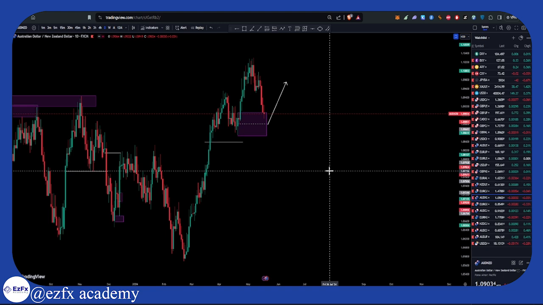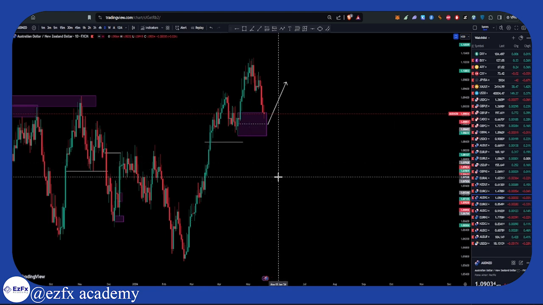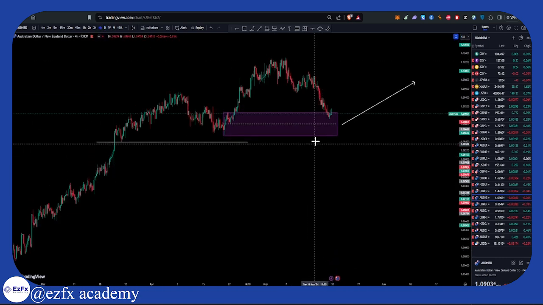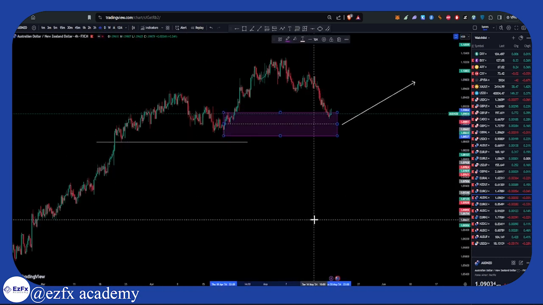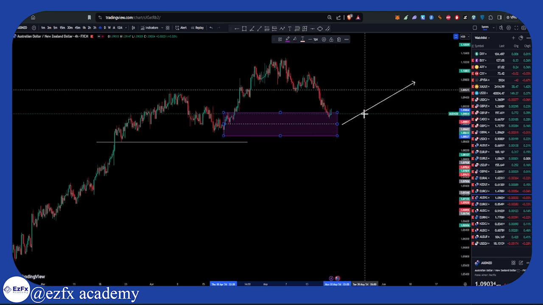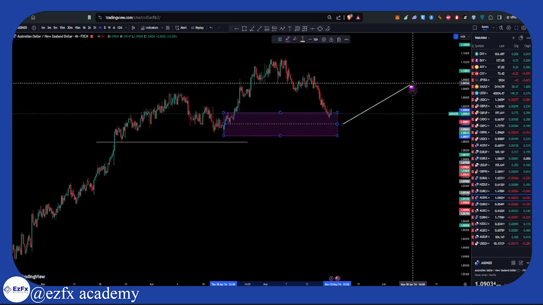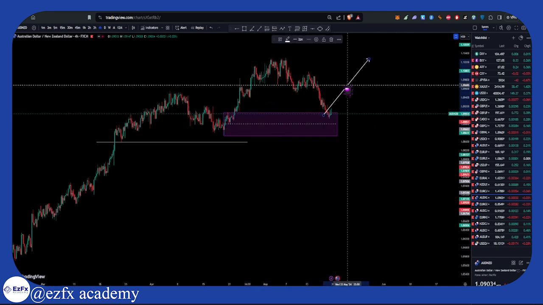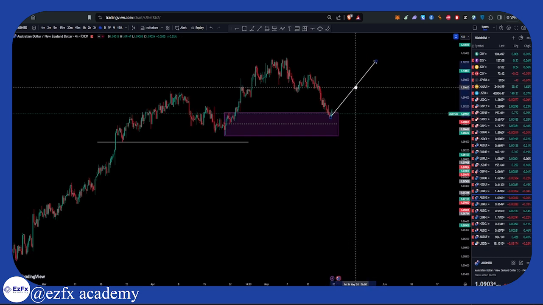AUD NZD, now this is on the daily time frame also. Quite simply, I'm watching out for buys to happen on AUD NZD. This zone I have marked out here is between 1.09064 and 1.08537. So that's why I'm watching out for buys to happen currently on AUD NZD.